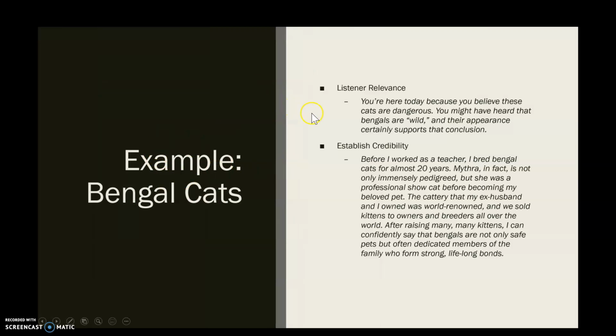Okay, so then my listener relevance statement. You're here today because you believe these cats are dangerous. You might have heard that Bengals are wild, and their appearance certainly supports that conclusion.